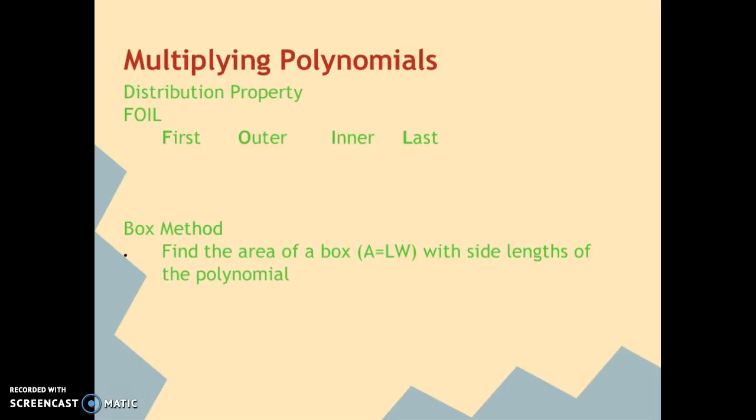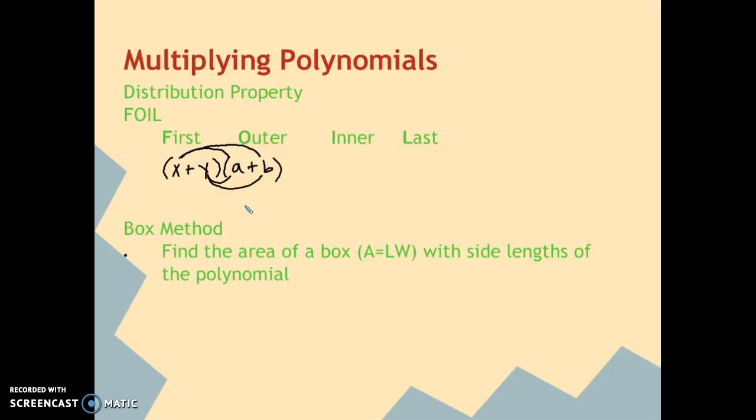Okay, there's always this distribution property, so if it's just a monomial times something or a monomial times a monomial, typical multiplication rules apply. But if it's a binomial or bigger times another binomial or bigger, we're going to use FOIL or the box. So FOIL stands for first, outer, inner, last, and that's talking about the terms in your binomials. So if I have x plus y times a plus b, the first two terms would be x and a, the outer two would be x and b, inner y and a, and last y and b. So you multiply, then you would combine all of your like terms.